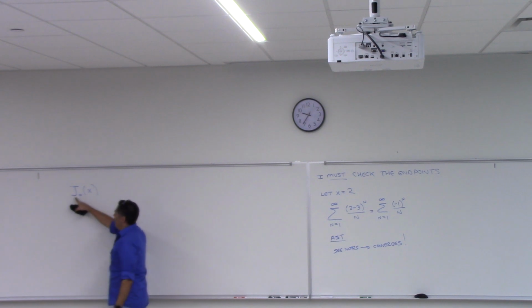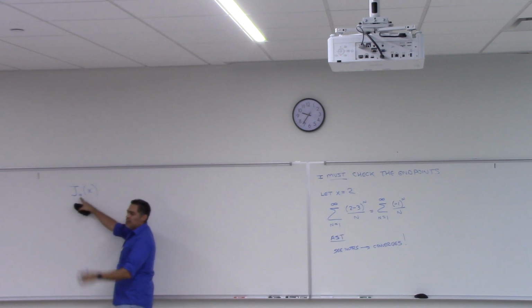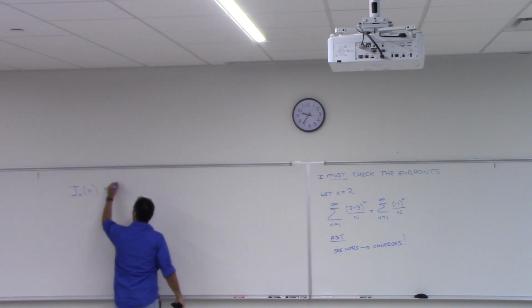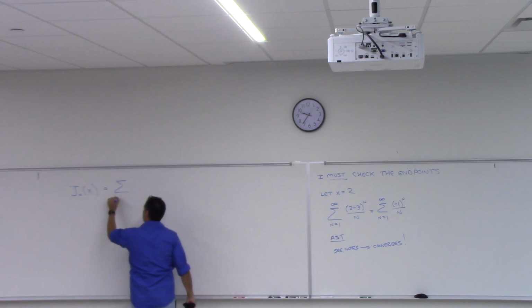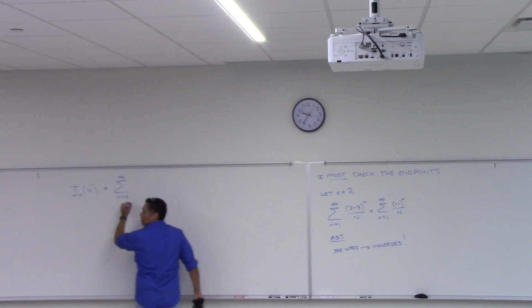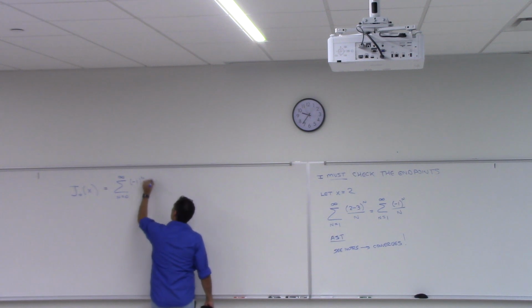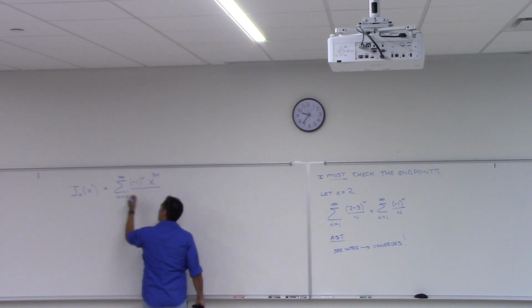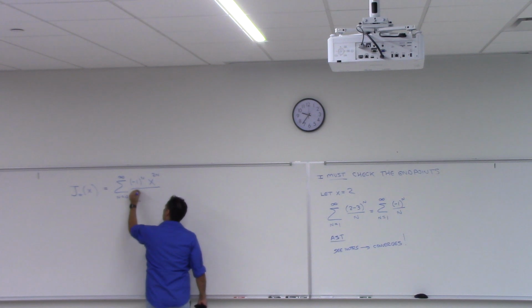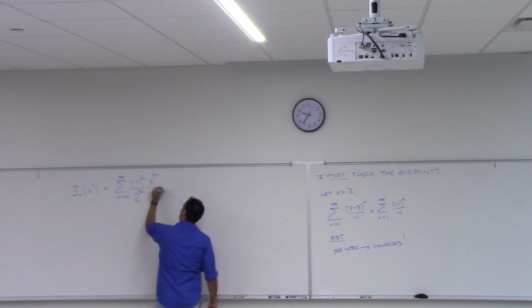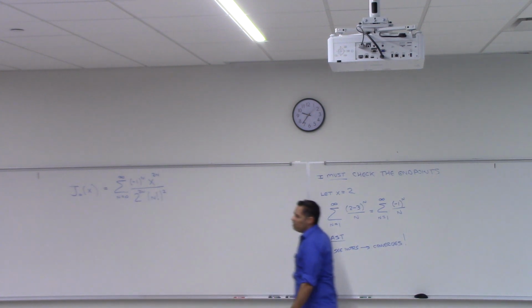It's called J sub 0. This is called the order 0 Bessel function. There's actually an order 1, an order 2, an order 3. This is the 0 order Bessel function. And look, let's not go crazy. It's just a power series, okay? The sum from n equals 0 to infinity of negative 1 to the n, times x to the 2n, over 2 to the 2n, times n factorial squared. It looks horrible, doesn't it?